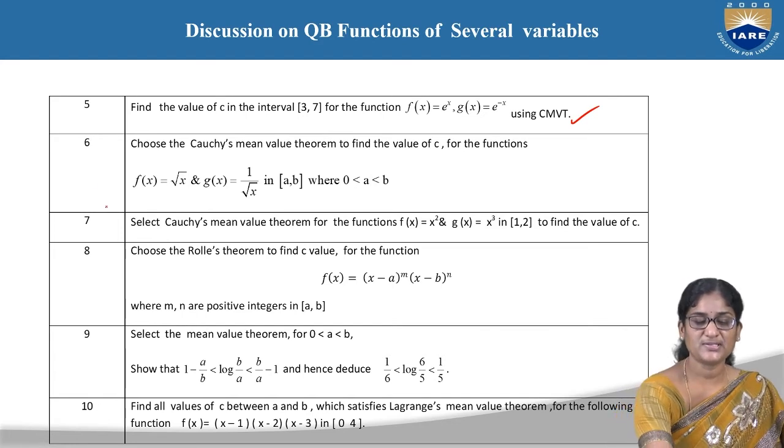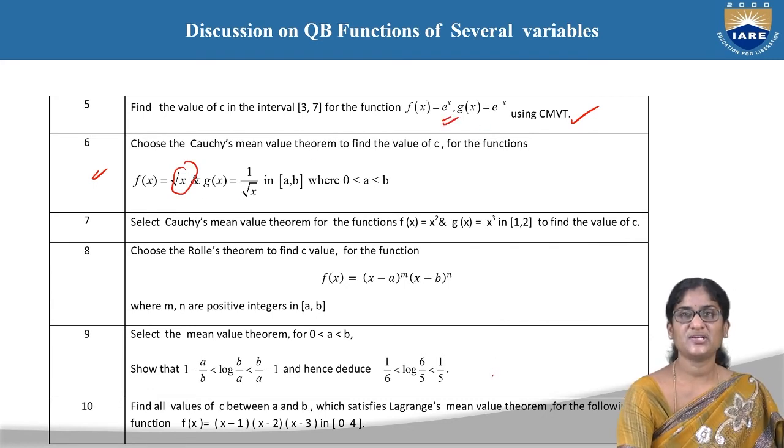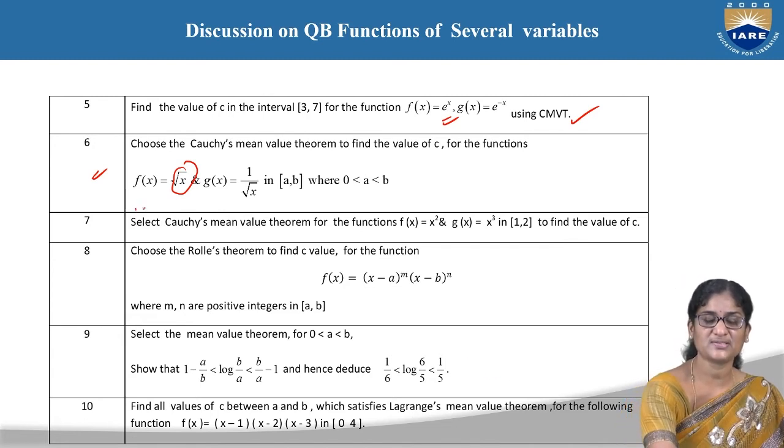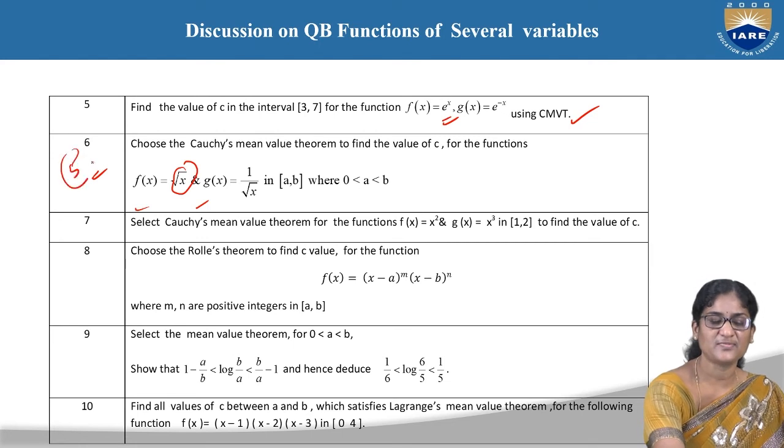And the sixth one is the same, only there is a difference here. Instead of e power x, f of x is asked as root x, and g of x is asked as 1 by root x. So there is a little change in f of x and g of x. The two functions are given, otherwise same as the fifth question.